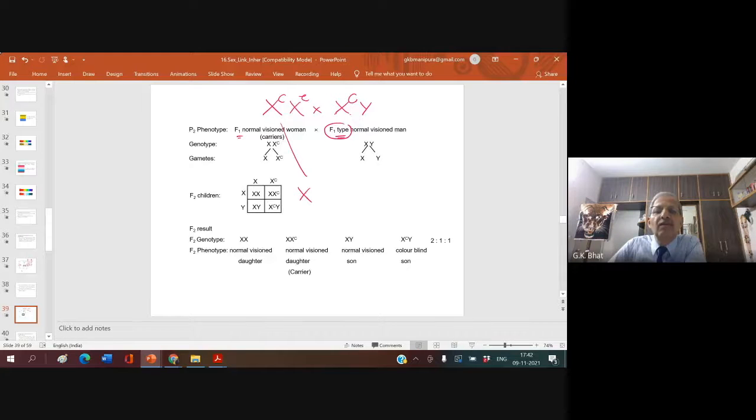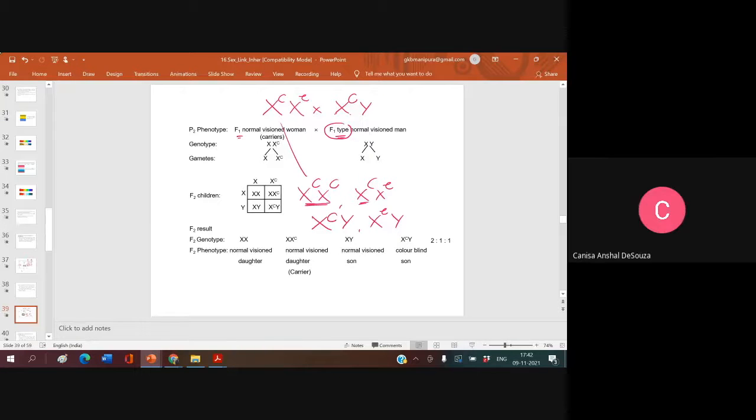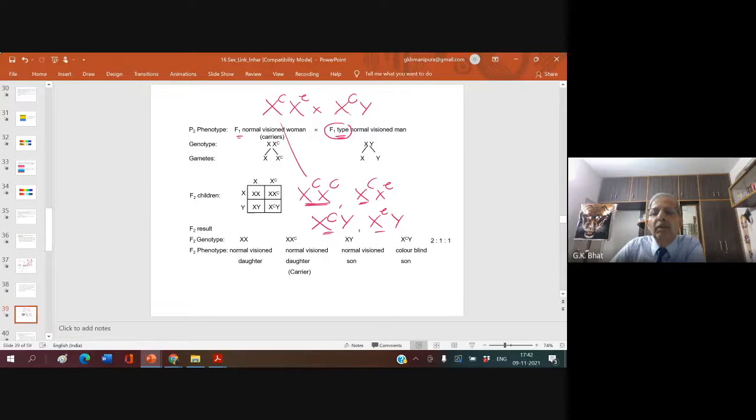Children will be X capital C X capital C, X capital C X small c, and boys X capital C Y and X small c Y. So, all daughters are normal vision, but 50% of them are carriers. And among sons, 50% are normal, 50% affected.